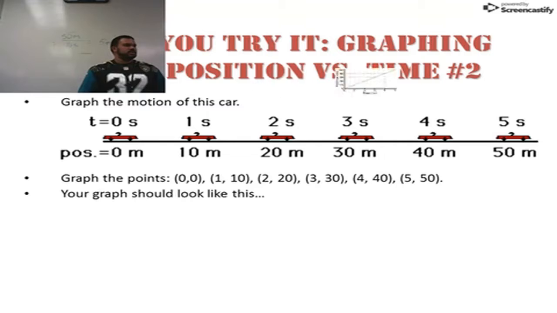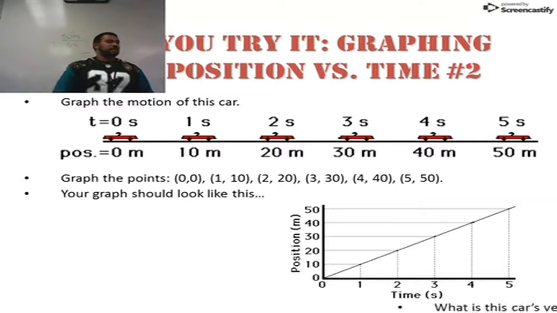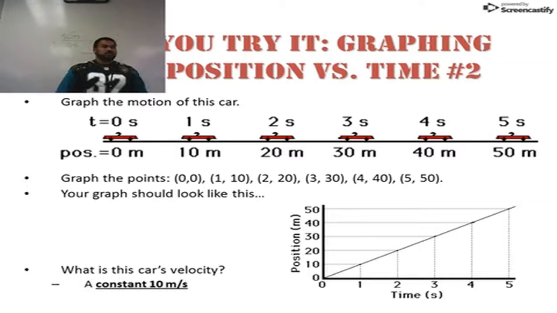So again, the points are there. So 1 second, he's at 10 meters. 2 seconds, he's at 20 meters, so on and so forth. You should have gotten a graph that looks like this. You now can get lots of information from this. First off, what's the car's velocity? Pick points that are already measured for you. Make your life easier.